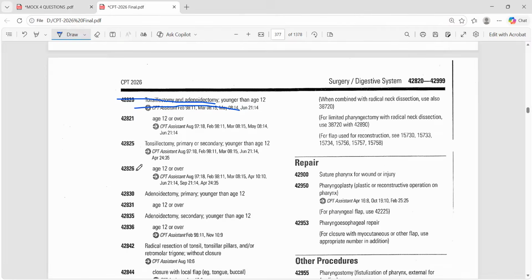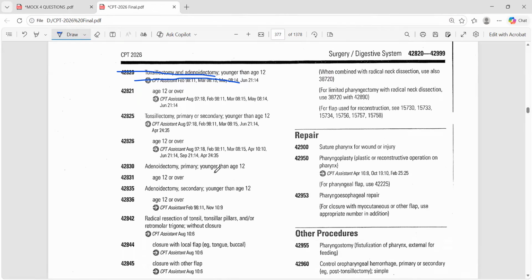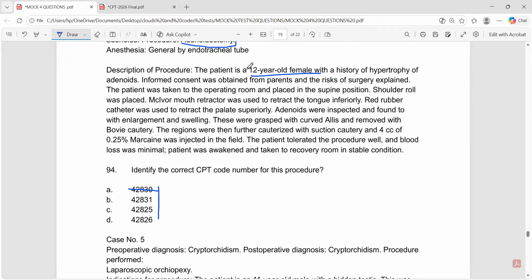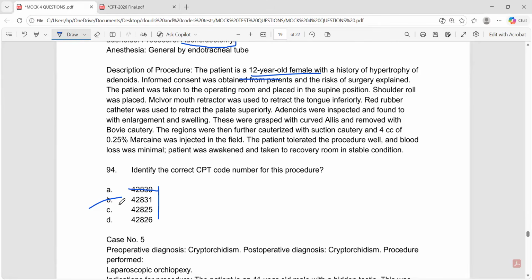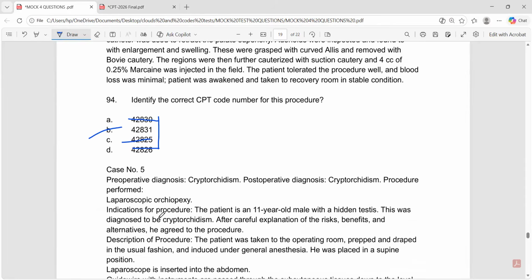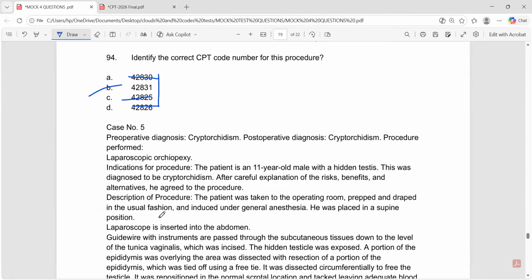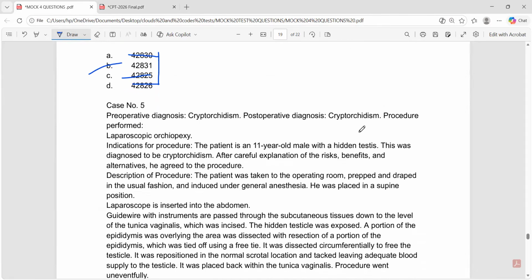42831 is also adenoidectomy, primary, younger than 12 is 42830 and age 12 or over is 42831. What is the age of the patient here? 12 years old. Okay, the answer will be D. 42825 and 42826 are also not correct because they are tonsillectomy codes. Delete all those codes while you are doing the case studies. Then we are done with the 40,000 series case studies.